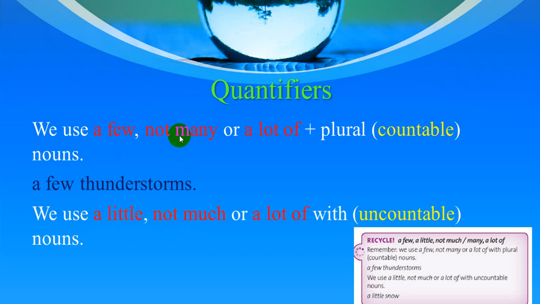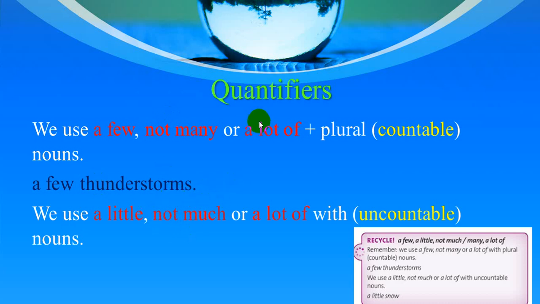Okay. We use a little, not much. لدي أيضا مفارقة بين much و many. many للقابل للعد. I have many apples. I have many t-shirts. لدي العديد من القمصان قابل للعد. بينما not much: I don't have much money. المال غير قابل للعد. I don't have much coffee. I don't have much sugar.